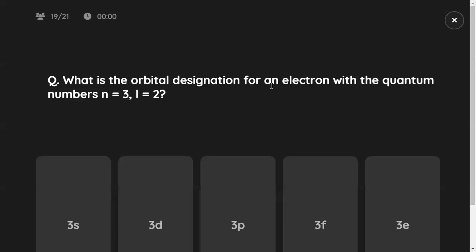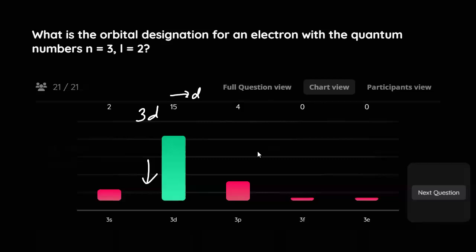If this question looks familiar, it's basically the reverse of what you had to do on the quiz. In the quiz, we gave you the orbital designation. You had to give us the quantum numbers. Basically, we're asking you to do the opposite here. If n is equal to 3, then we know that we're dealing with the third energy level. L is equal to 2 should tell us D. This is the 3D sublevel. So 3D should be the correct answer. Most of you got that. Good.